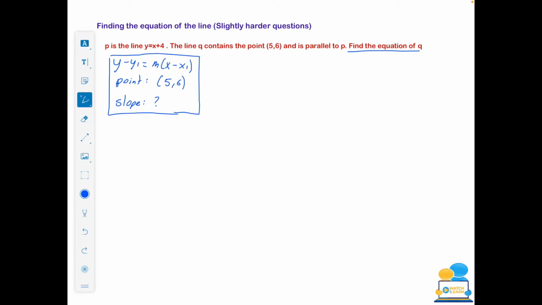We're told in the question that P is the line y is equal to x plus 4, and this is parallel to Q. So P and Q are parallel. What does that tell us? They have the same slope. So what do we know about P? We know that P is the line y is equal to x plus 4. What does that tell us? I can find my slope from that.